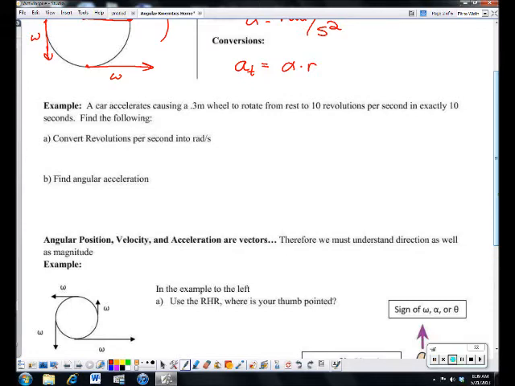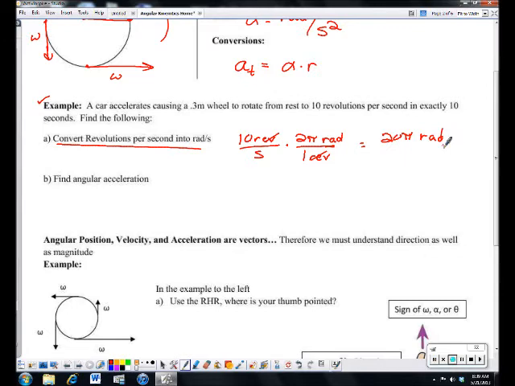So let's do an example real quick. A car accelerates using a 0.3 meter wheel to rotate from rest to 10 revolutions per second in exactly 10 seconds. Find the following. So notice the first thing is I want to convert revolutions per second into radians per second. So 10 revolutions per second needs to be converted into rads per second, and so I'm going to say 2 pi radians is equal to 1 revolution. My revolutions cancel, and that leaves me 20 pi radians per second.